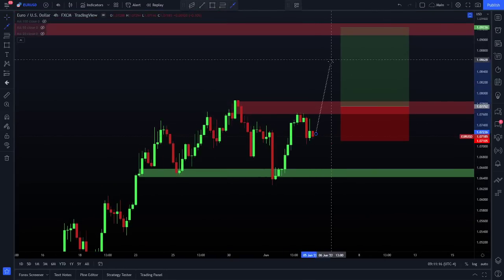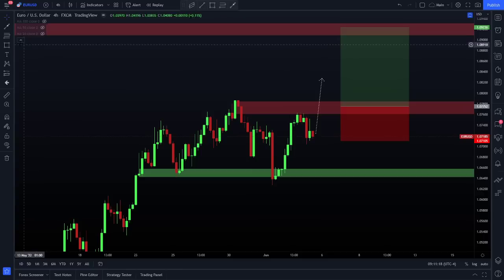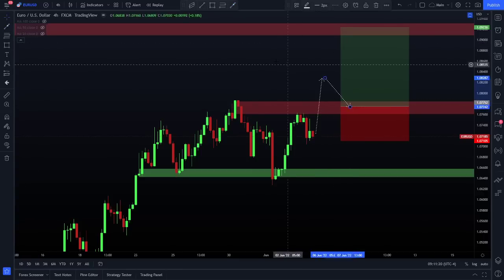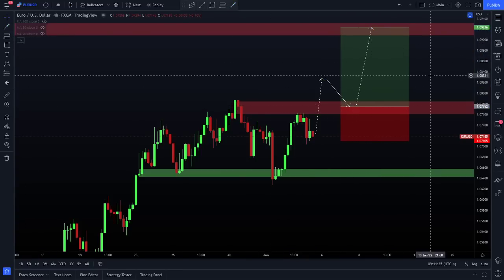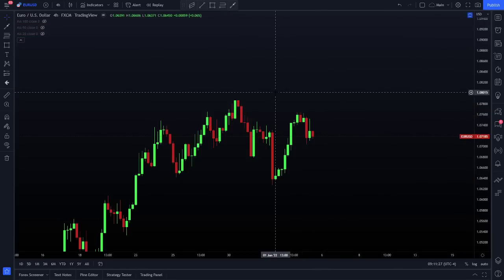Again, big first sign would be to see strength above this level of resistance, to show the sellers are beaten at this area before looking to potentially get long for more upside. That would be my personal take on euro dollar. Okay, on to the next one.